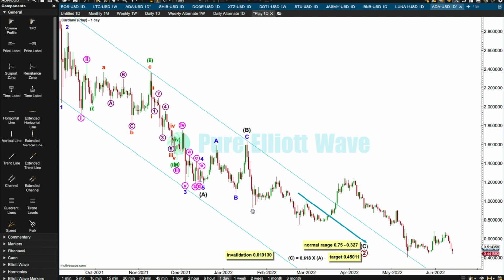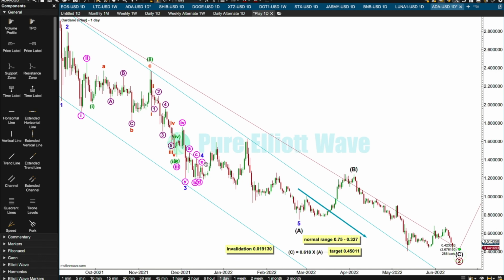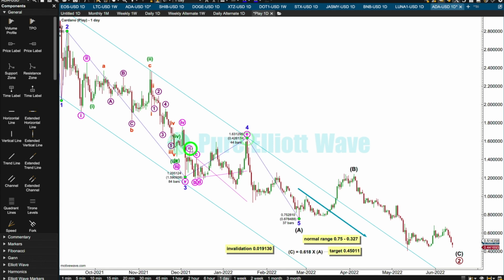I think I'm going to move this lower actually. I'm going to get rid of this. I think I want to see A over here and B over here, and we'll consider where C may or may not end. And so I think I want to see 4 over here, so that's not going to be a triangle.